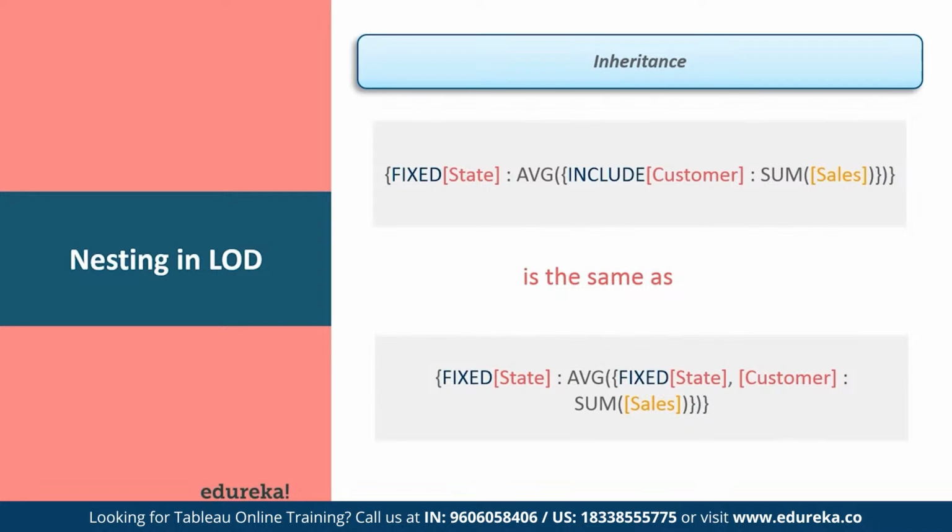So in this case, if you look at the first one, I am doing a fixed state and nested calculation. I'm saying include customer, so include, as you all know, inherits from its surroundings. If you build it by dragging and dropping, it will inherit from the parent calculation, so it will include the state. It will do the same thing as writing state, customer instead of it, and it won't be impacted by filters because the parent is a fixed calculation.